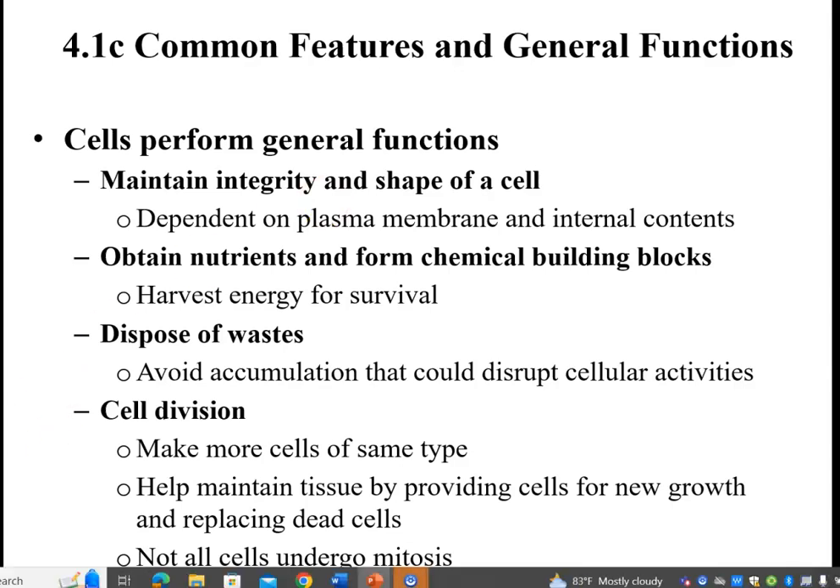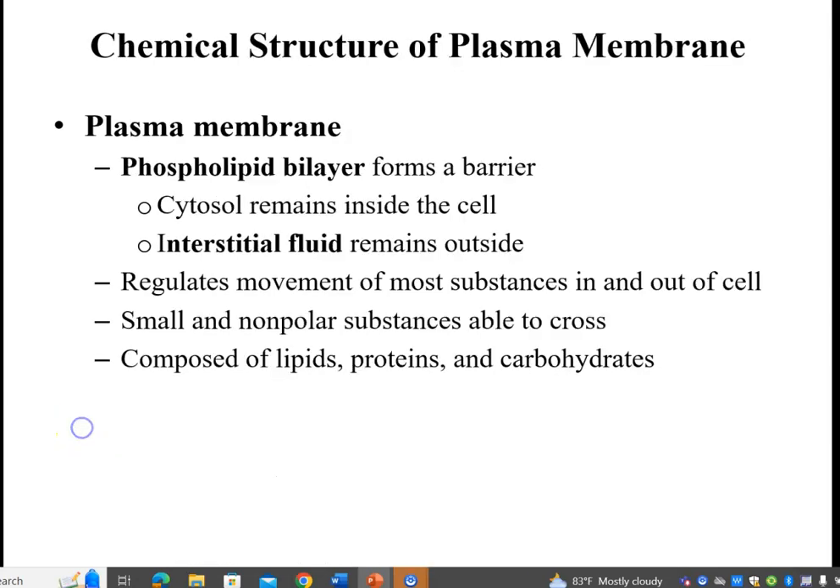All right, so just some general functions that cells perform. They maintain integrity and the shape of a cell. This depends on the plasma membrane and the internal contents of the cell. They obtain nutrients and form chemical building blocks. That is, they harvest energy to survive. They dispose of wastes, and this avoids accumulations that could disrupt cellular activities. And then they undergo cell division.